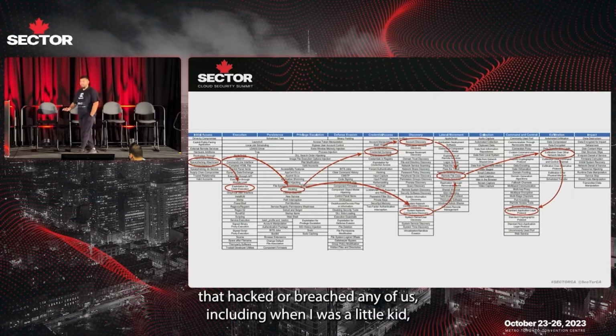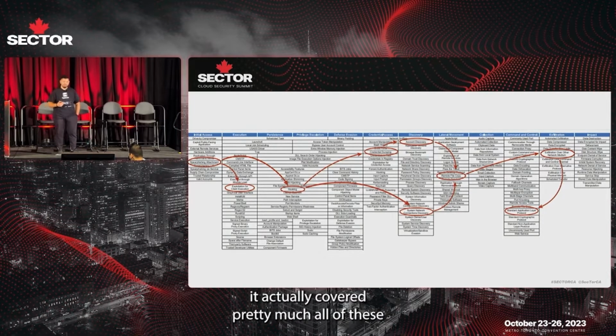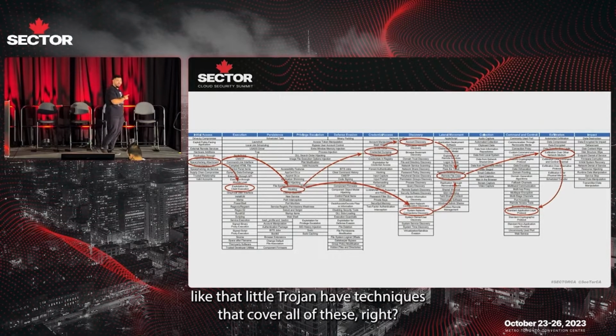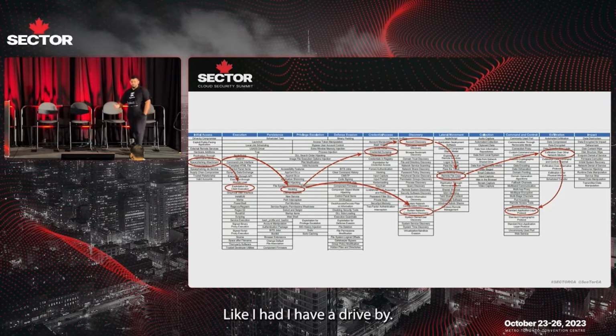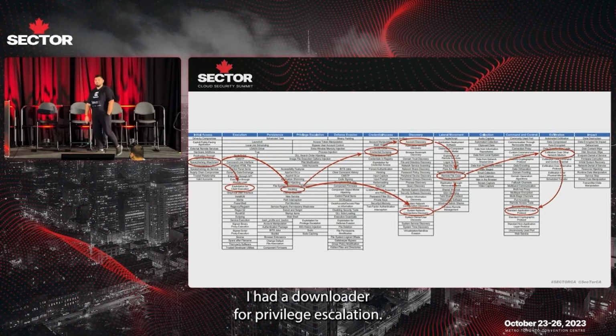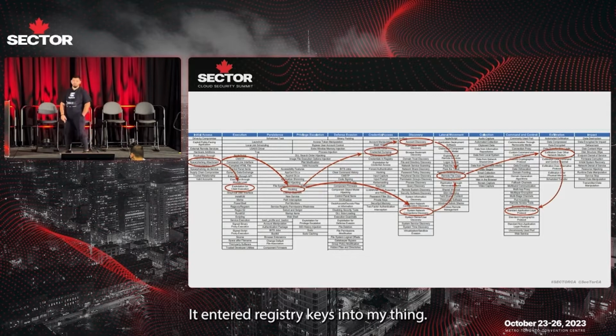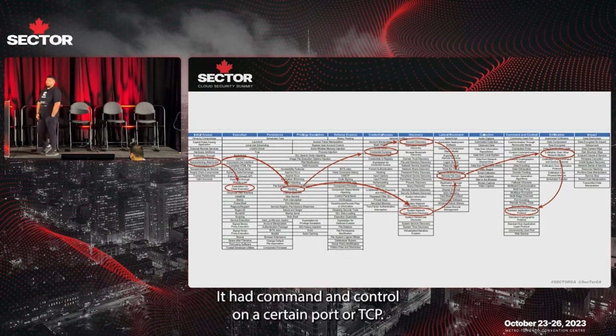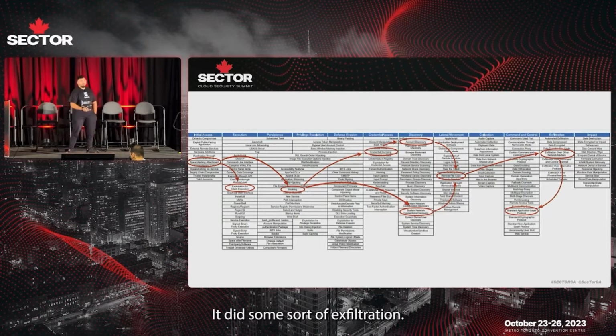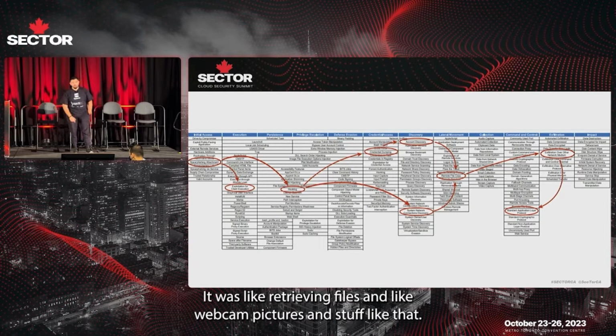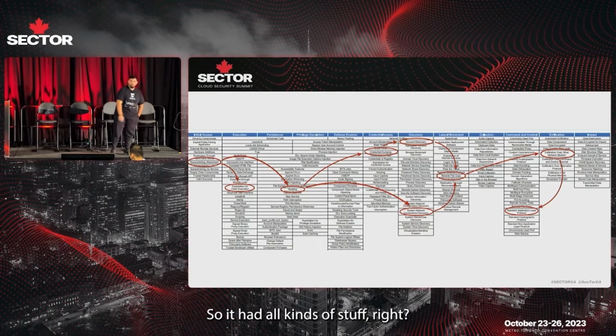Any of the attacks that hacked or breached any of us, including when I was a little kid, actually covered pretty much all of these. Like that little Trojan had techniques that cover all of these, right? I had the drive-by, I had a downloader for privilege escalation. It entered registry keys into my system. It had command and control on a certain port on TCP. It did some sort of exfiltration. It was retrieving files and webcam pictures and stuff like that. So it had all kinds of stuff, right?